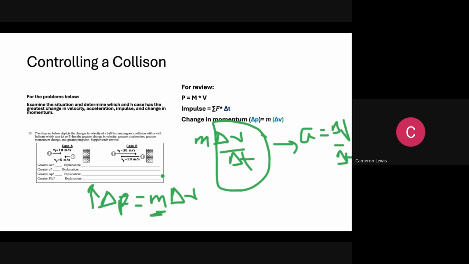Now, last one. Force times time is what? Impulse. We said impulse is also equal to what? Change in momentum. So if an object has the greatest change in momentum, it also will have the greater what? Impulse. So which object is going to have the greatest impulse? B.